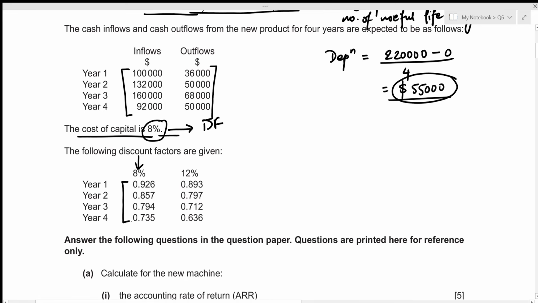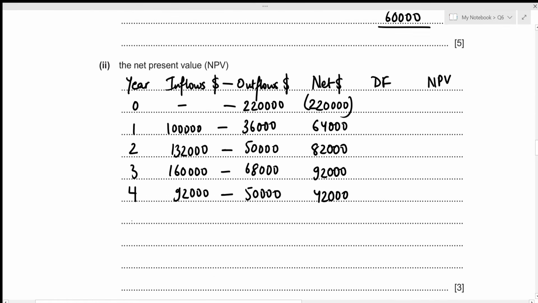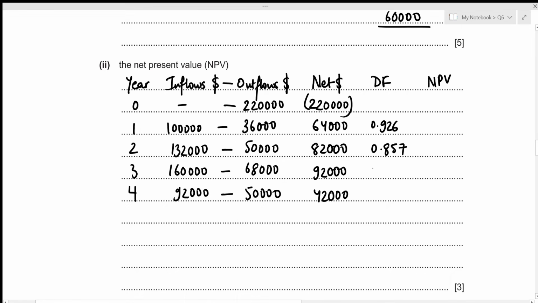We need to record these 4 values in our solution. So let's write it down. The discounting factor for year 1 was 0.926. For year 2, 0.857. For year 3, 0.794. And for year 4, that's 0.735. And the discounting factor for year 0 is always going to be 1 no matter the cost of capital.